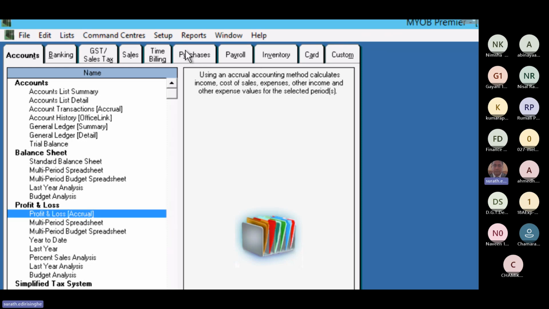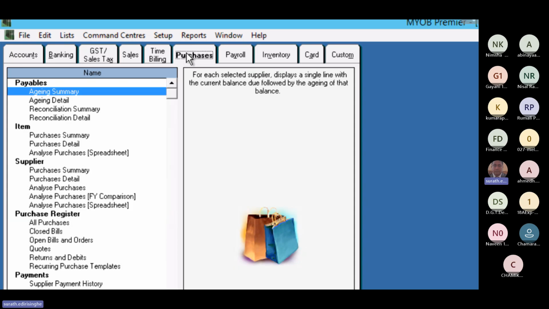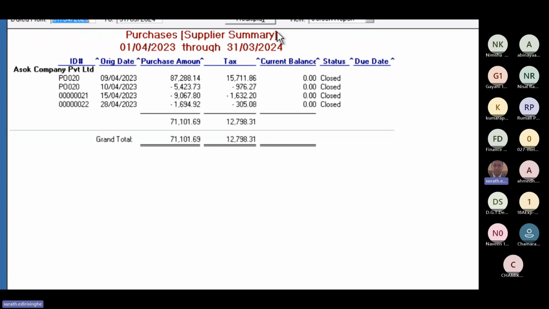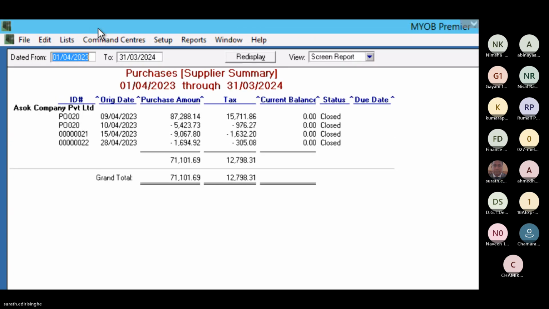Here, purchase. Go to the purchase, purchase summary, display. Purchase summary. Zero 20 transaction, 21 transaction, 22 transaction under the purchase. Right.